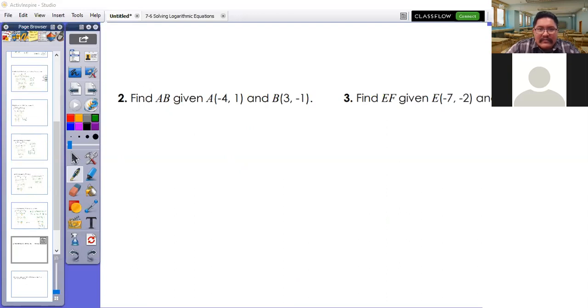Now, if you have your worksheet, it should be pretty easy. Now, I'm going to show you an easier way to remember the midpoint. I'm sorry, the distance formula. I'm getting all mixed up now.